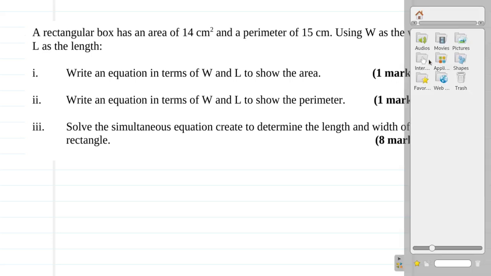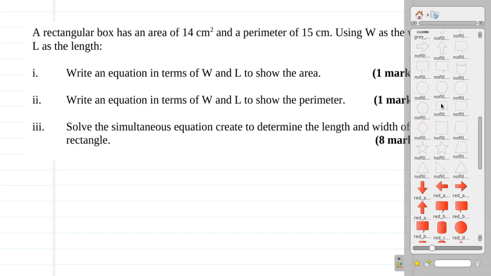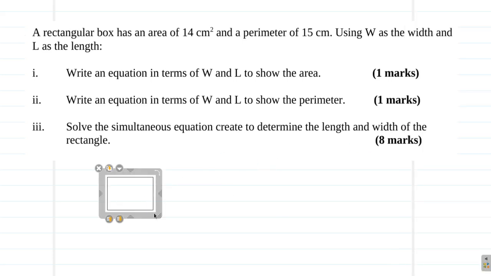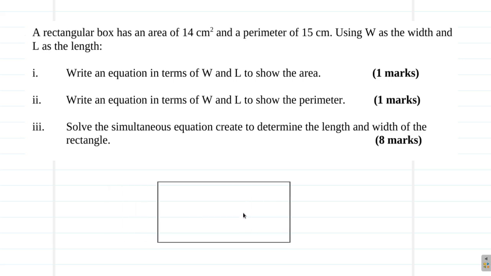Alright, so let us see if we can get that rectangular box in the first place. Let's say this is our rectangular box. Now, W is the width. Let's say this is W. And L the length. Let's call it the length. Let it look more like the height.